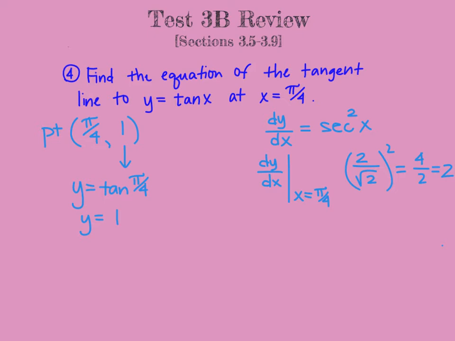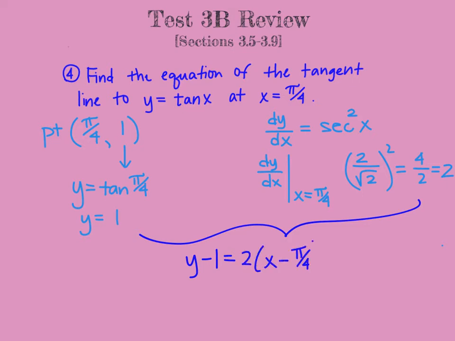Are there other ways to do that? Sure. You could have rationalized this and just gotten root 2 and then squared it, which is 2. So there's a couple different ways to go about getting what the secant of pi over 4 is and then squaring it. Okay, so we have found our coordinate point and we found our slope. So our last thing is to get point slope form. So we'll have y minus 1 equals 2 times the quantity x minus pi over 4.